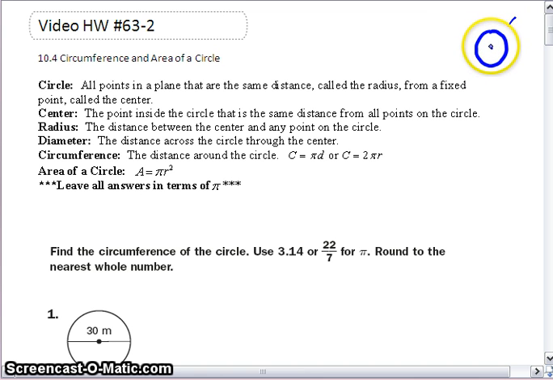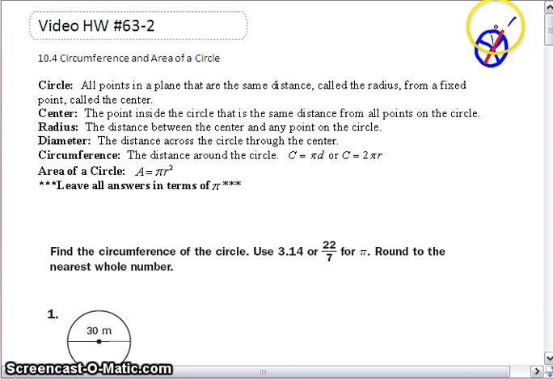First of all, a circle looks like this. All points in a circle have the same distance from the center to the outer part. The center is the point inside the circle that's the same distance from all points on the circle. The distance between the center and any point of the circle is what we call the radius. There's an infinite number of radiuses. The diameter is the distance across the midpoint, completely across the circle.